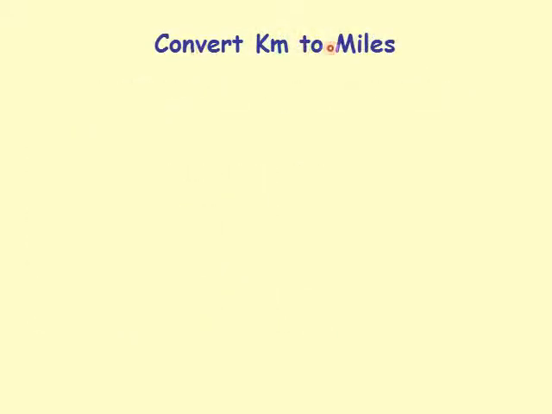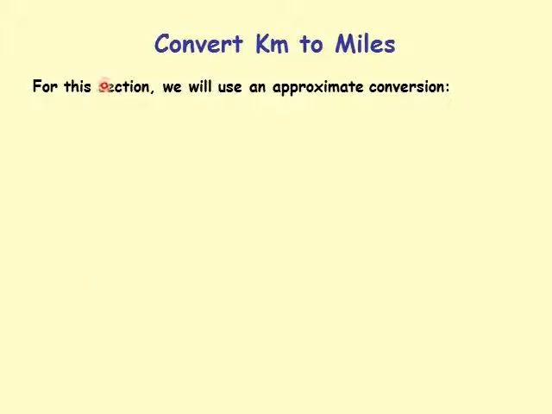Okay, let's convert backward here, kilometers to miles. For this section, we'll use an approximate conversion. The exact conversion is 1 kilometer divided by 0.62137119 mile. In converting from miles to kilometers, we use 1.6. Now we would use 1 over 1.6, which is 0.625 as a factor. But instead of multiplying by 0.625, we will do it using doubling and halving and adding.